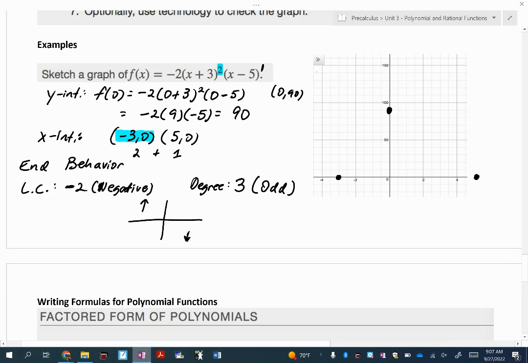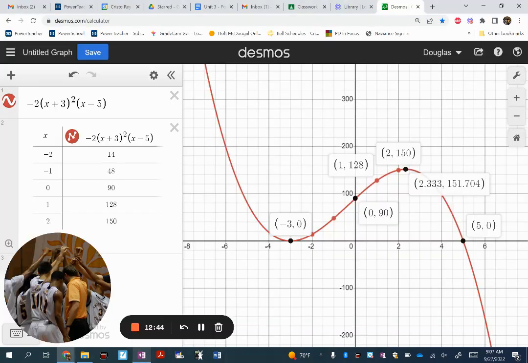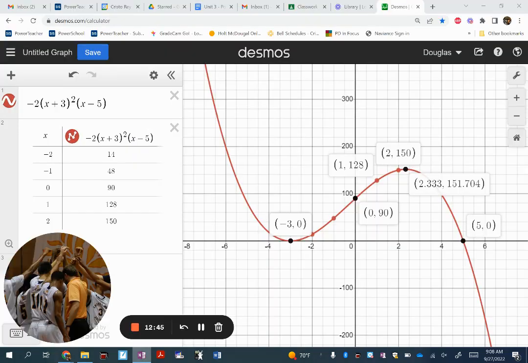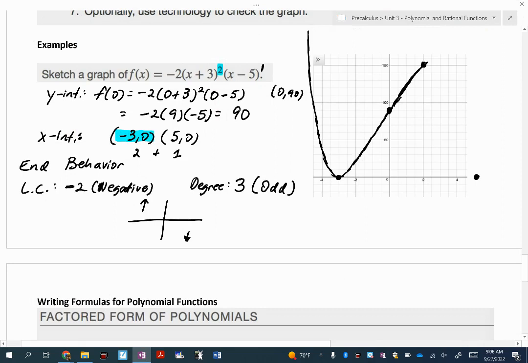So we've got, remember, this is our touch and turn. Okay, and then we're going to get to, what did I say, it was 2, 150, I believe. Let me confirm. Yes, and then it's going to go a little bit higher than that. So it's 2.3 and then 151. So it just barely goes higher than that and then comes down towards our single root and then this way forever. So this essentially is the sketch that I would make for this.